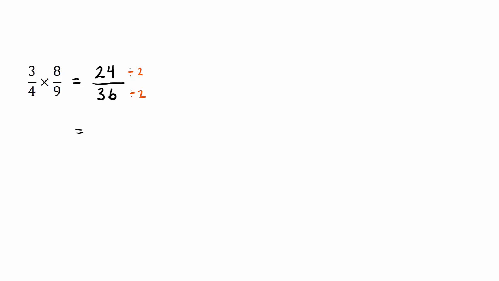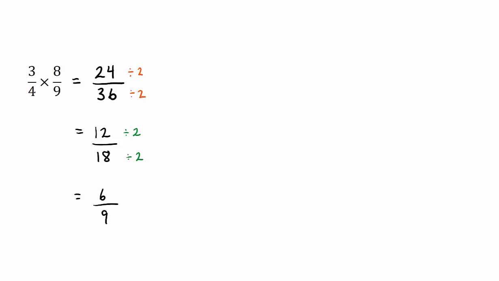24 divided by 2 is going to be 12. 36 divided by 2 is going to be 18. But these numbers are still divisible by 2 because they're both even. So I can divide by 2 again. And then I get 12 divided by 2 is 6. 18 divided by 2 is 9.